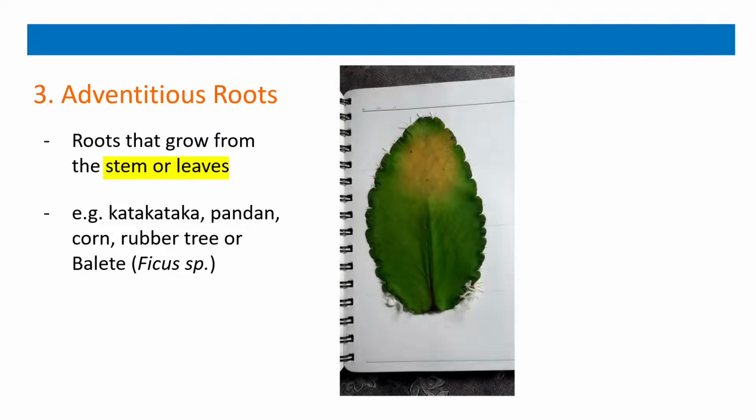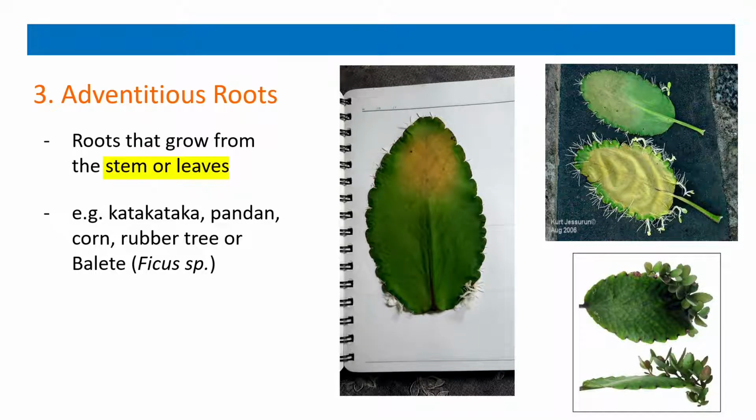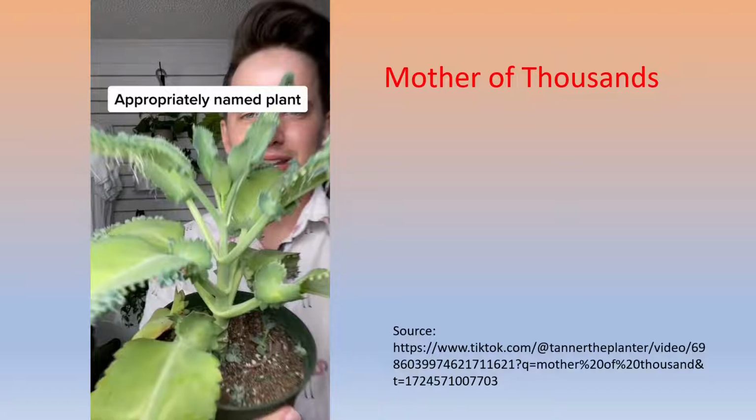And one of the prime examples here would be katakataka in Filipino, or what we call in English mother of thousand. I remember when I was still in elementary that we would be getting a leaf of the katakataka, put it inside of our notebooks, and a couple of weeks later open up the notebook and we will notice that there would be a lot of roots that are growing from the margin of the leaf. It's interesting also that the katakataka, or the mother of thousands, are able to produce plantlets which later can grow into new mother of thousand plants. Here's a video that will show us how these are propagated.